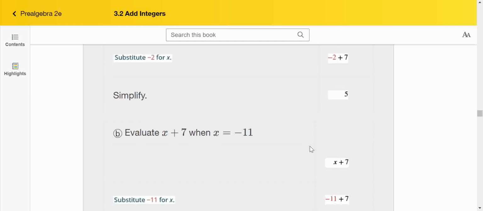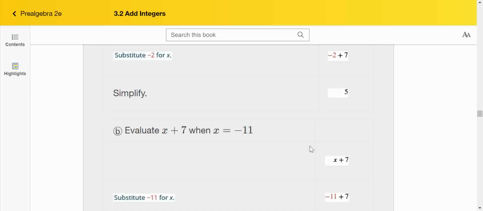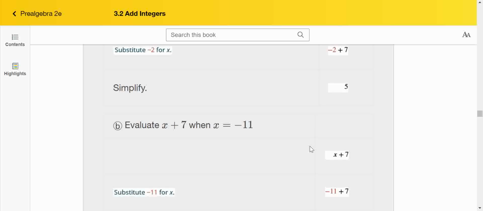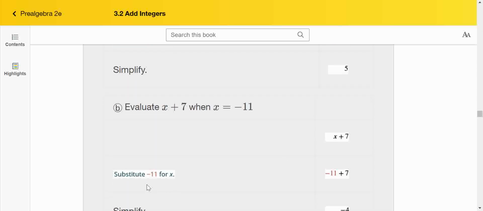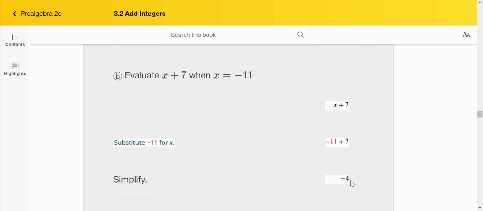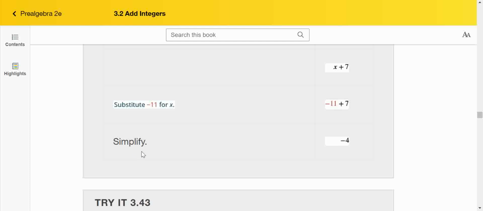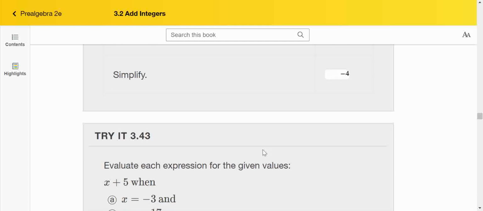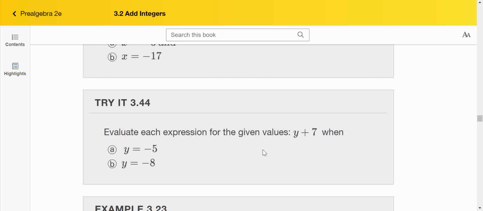And B, evaluate x plus 7 when x is equal to minus 11. Substitute minus 11 for x. So we get this expression. Simplify. Think about those counters, and we get minus 4. Few try it problems.